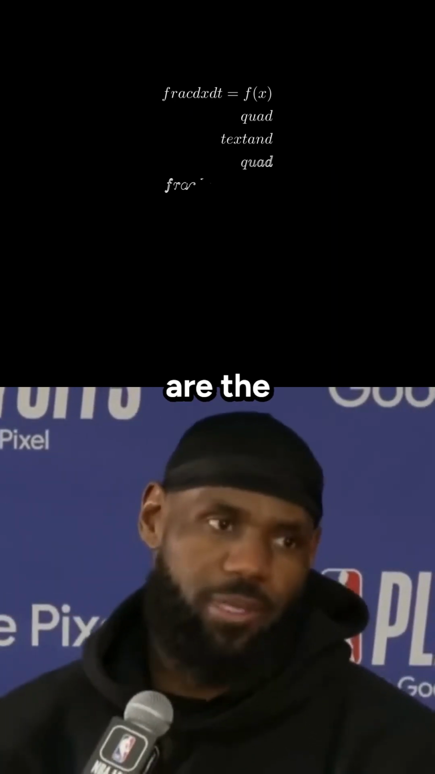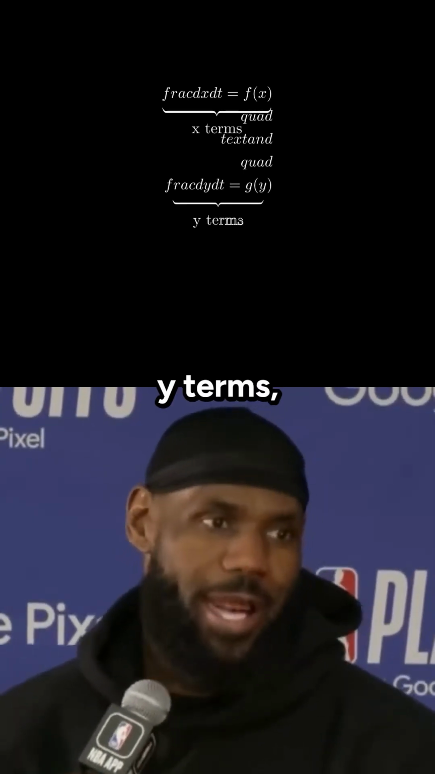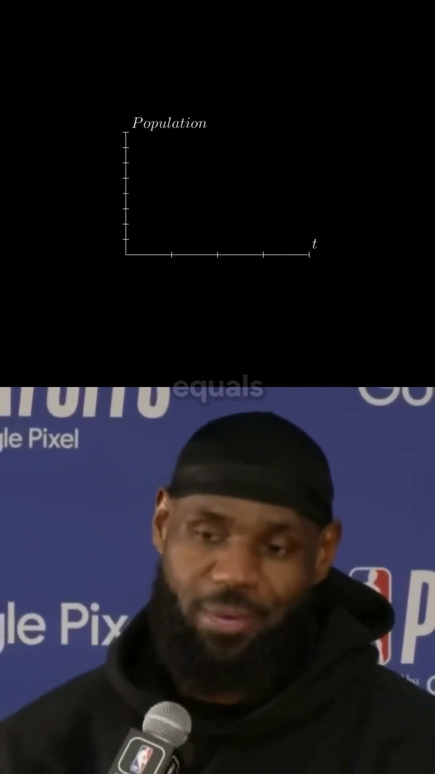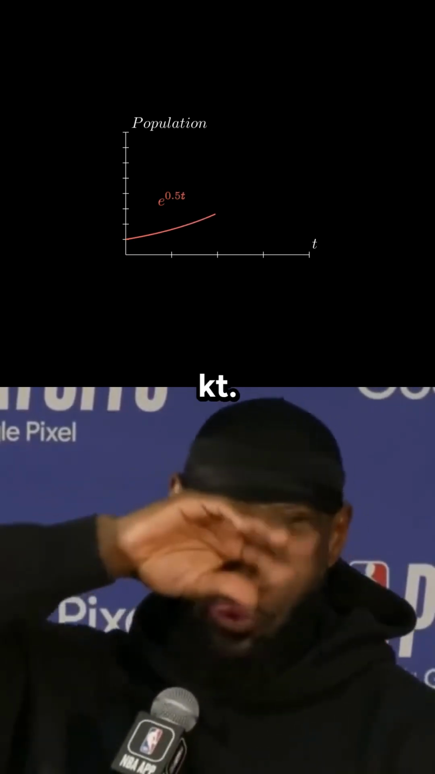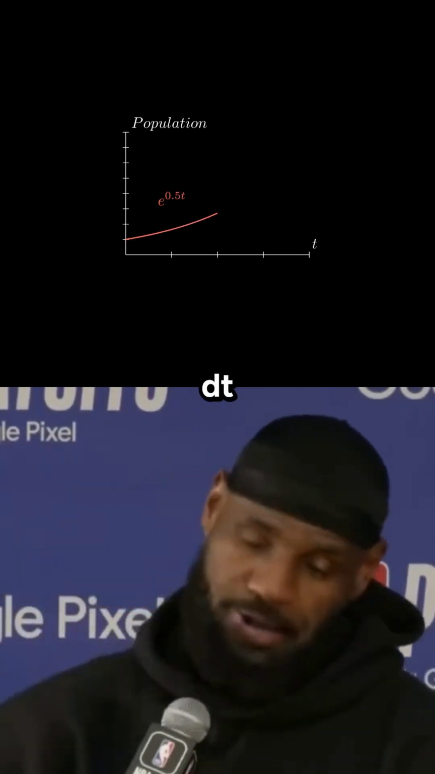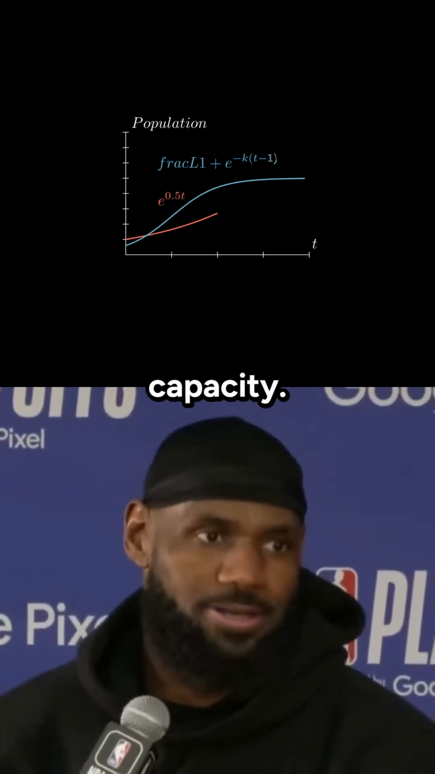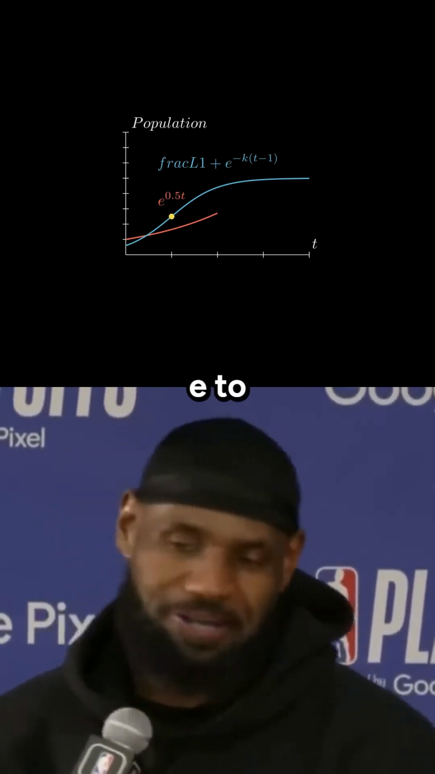Differential equations are the final stretch. For separable equations, separate x terms and y terms, then integrate both sides. Exponential growth has dP over dt equals kP, giving P equals initial amount times e to the kt. Logistic growth has dP over dt equals kP times 1 minus P over L, where L is carrying capacity. The logistic solution looks like L over 1 plus a e to the negative kt.